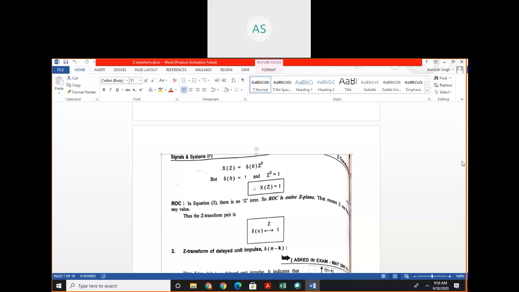So ROC is, because this is a constant 1, it means that ROC is entire z plane, because if we put z equal to 0, then we get 1, z equal to infinite, we get 1. It means ROC is entire z plane, and the z transform pair is written like this.